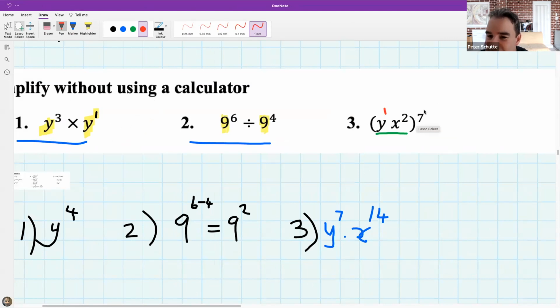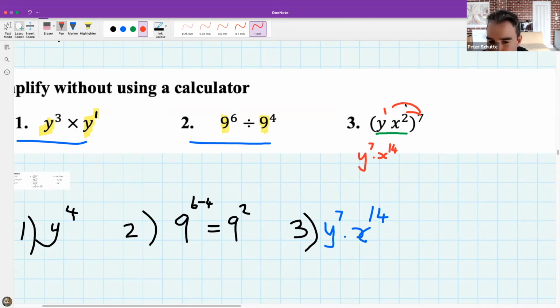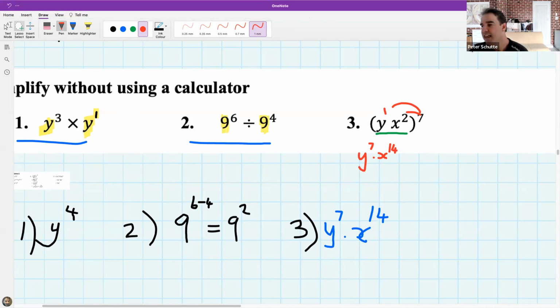Okay. And so then, Asanda, what you do is law 3 says if you've got powers and then with powers outside, you simply multiply what's outside by the powers that are inside. And so 1 times 7 is 7. And then with the x, there was a 2, but 2 times 7 is 14. And so that's how you get the answer. Okay, thank you, sir. Cool. All right. Thanks, everyone.